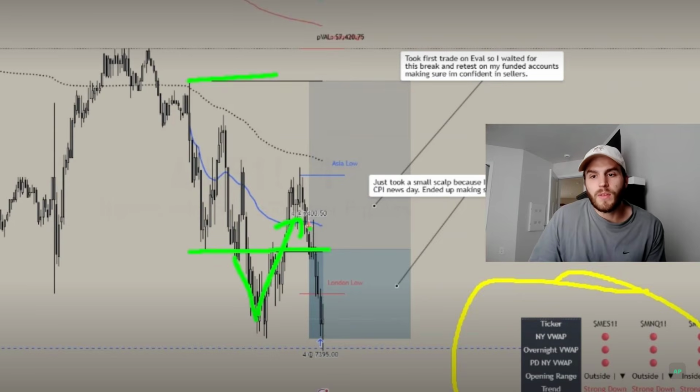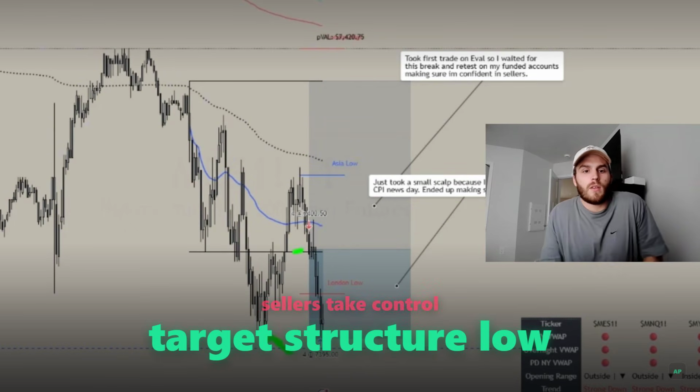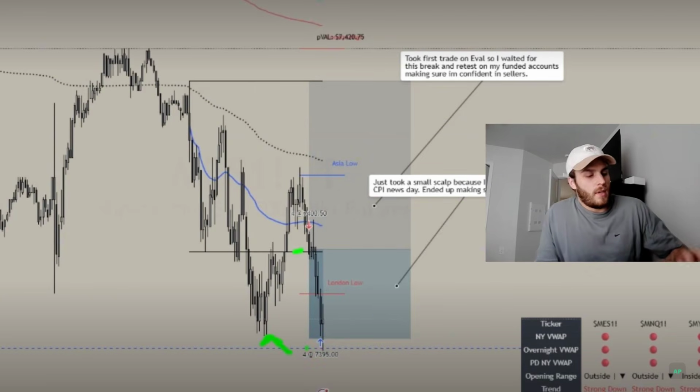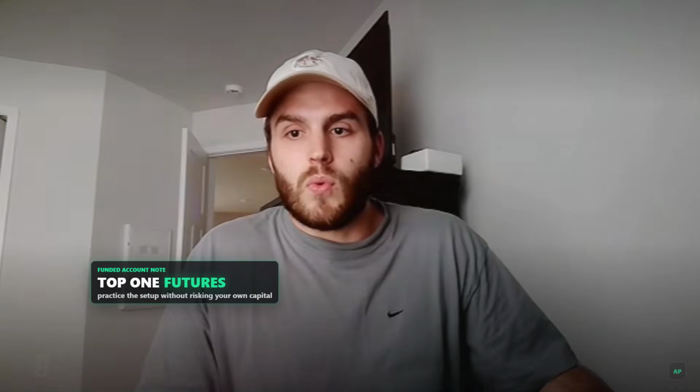Now wait for the bounce. In this case, I need to see sellers take control of the New York VWAP, confirming the move lower right here. That is my entry. Target is structure low to the left, and stops are at the structure high. Price delivers straight to target. Exact same setup, same rules, opposite direction.